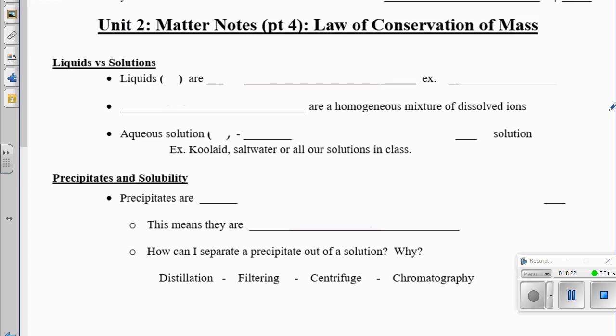Last set of notes. So go ahead, wherever your note packet is, find it, and get it out for me.